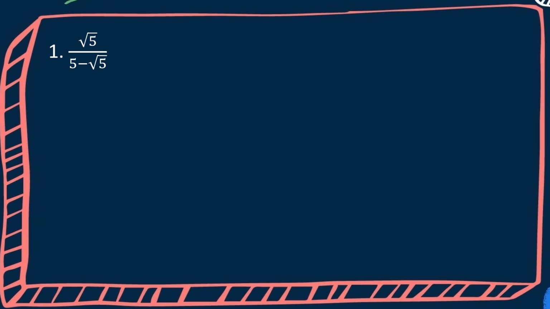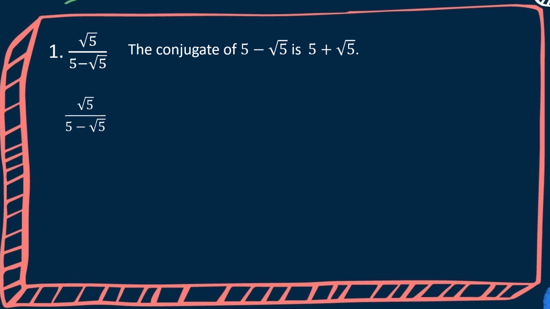For our first example, we will have square root of 5 over the difference of 5 and square root of 5. The conjugate of 5 minus square root of 5 is 5 plus square root of 5. We copy square root of 5 over the difference of 5 and square root of 5. Our numerator and denominator will be multiplied by our conjugate. So we'll have times the sum of 5 and square root of 5 all over the sum of 5 and square root of 5.